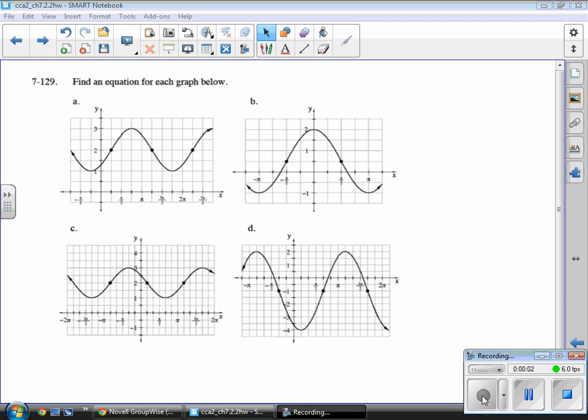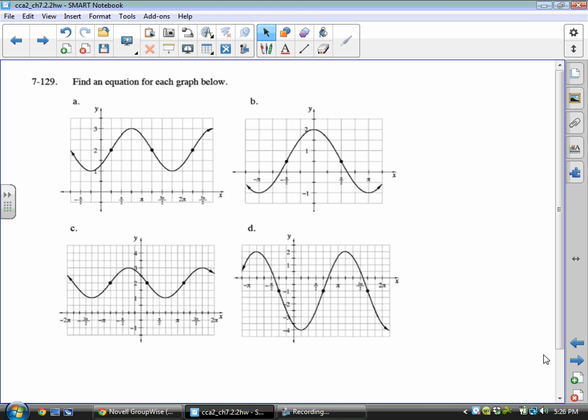This is problem 7-129 from section 7.2.2. Find an equation for each graph below. Well, here's the question: is it going to be sine or cosine? We've seen this before when we talked about transformations, that if I can just move the cosine graph over a certain amount, it's going to become the sine graph.